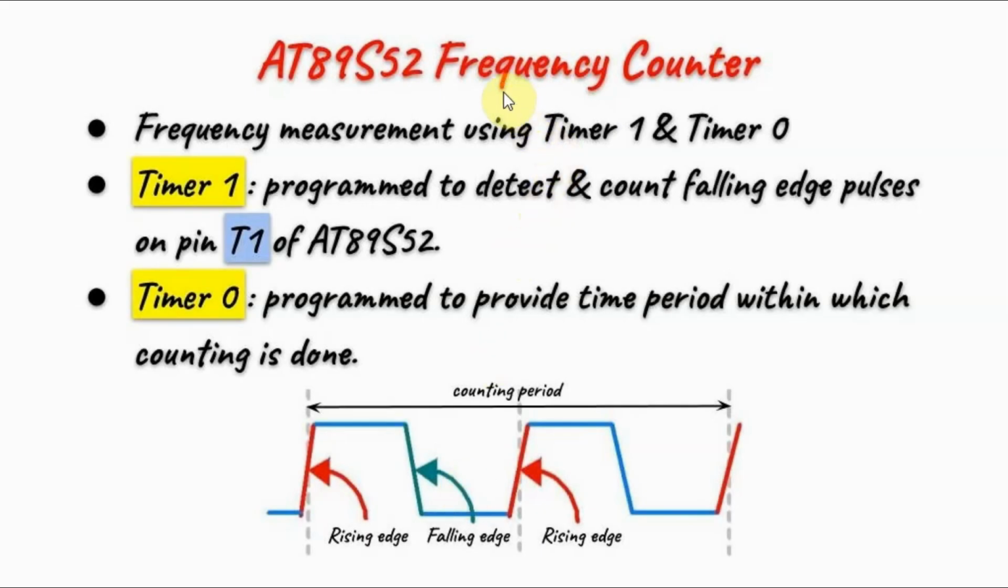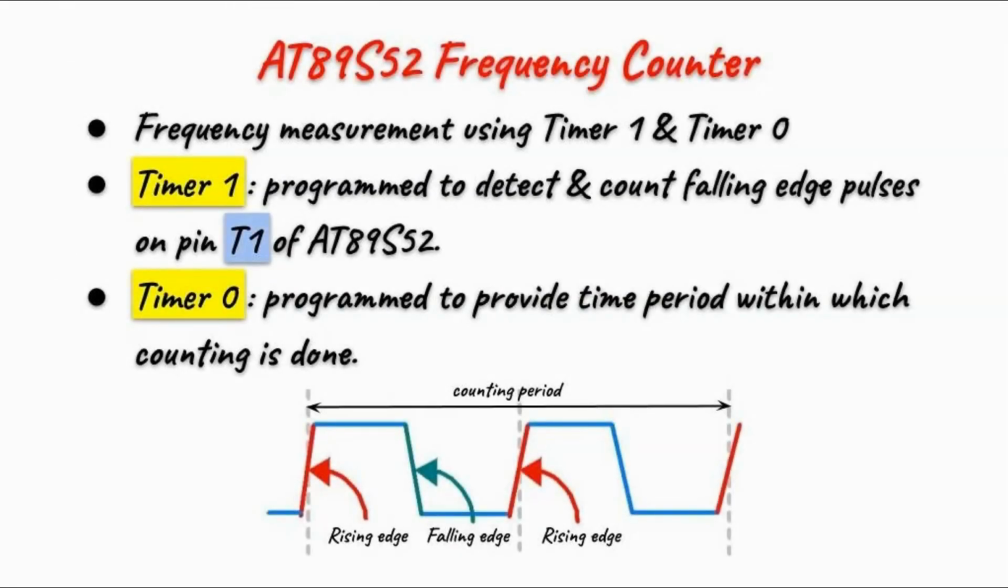Frequency counting using the AT89S52 microcontroller can be realized by using timer 1 and timer 0, where timer 1 is programmed to detect and count falling edge pulses available at pin T1 of the controller, and timer 0 is programmed to provide a time period within which the counting is done.